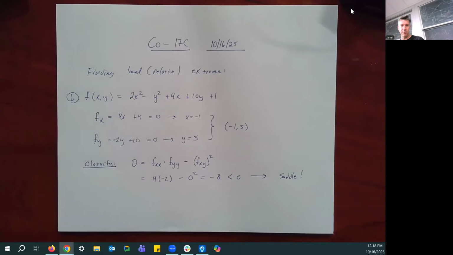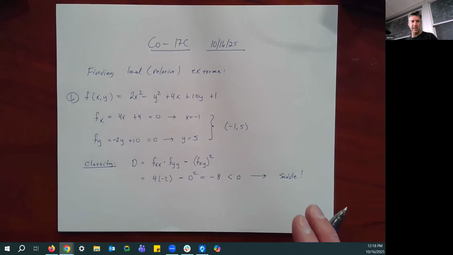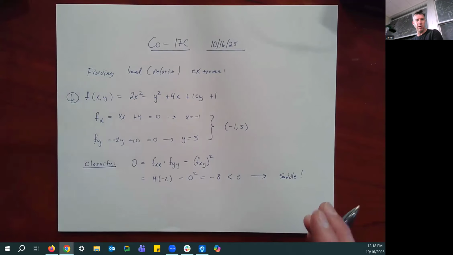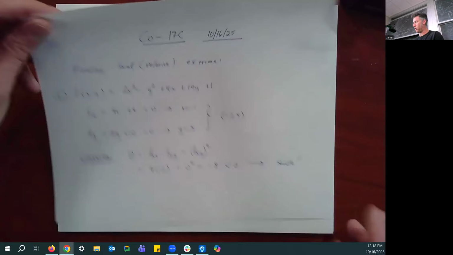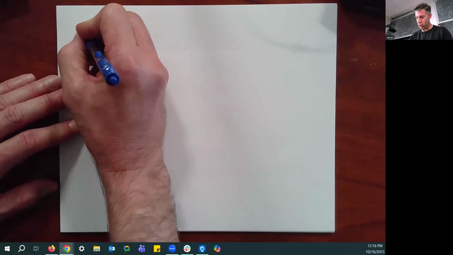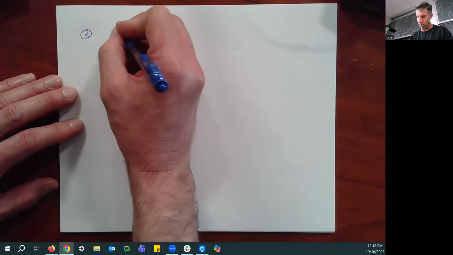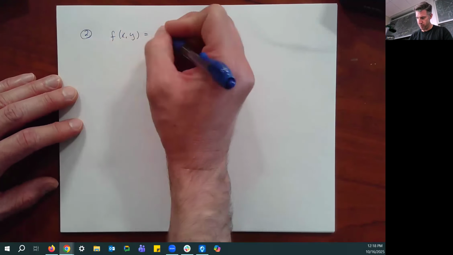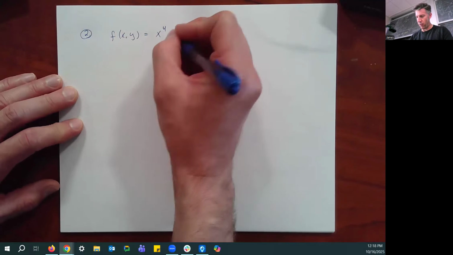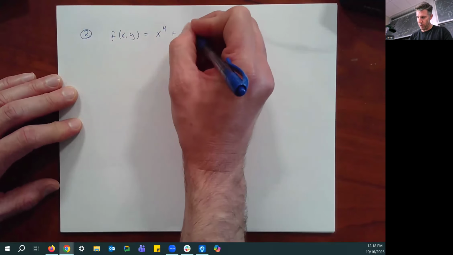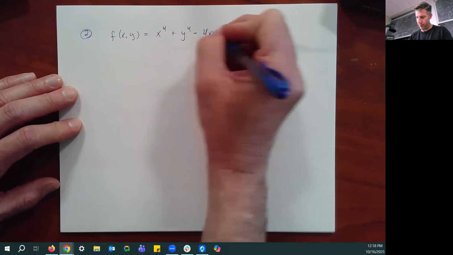Okay, let's look at some more examples. I think we've got one more easy example, and then we're going to get some harder ones. Yeah, this next one. Oh no, okay, we start with the hard ones here. Cool. So let's look at this next example, which is going to be much more challenging to find all of the critical points. Our function is x to the fourth plus y to the fourth minus 4xy plus 2.